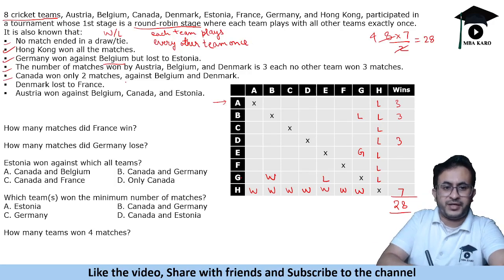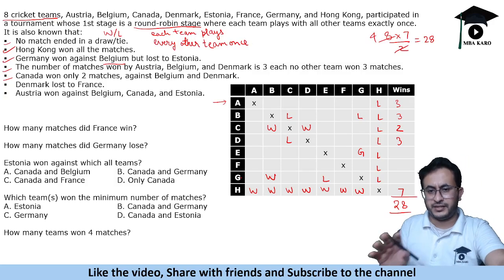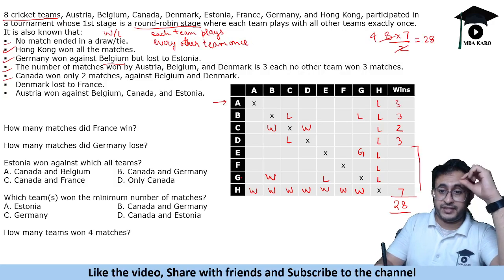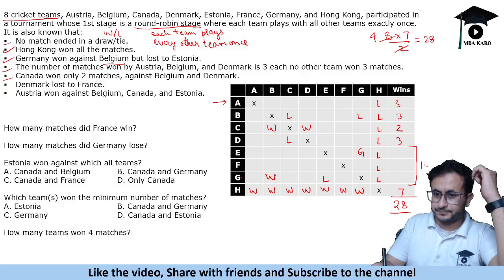Canada won only 2 matches against Belgium and Denmark. So Canada has 2 wins, Belgium and Denmark. Okay, so Canada wins against Belgium, Canada wins against Denmark. So Belgium will lose against Canada and Denmark will also lose against Canada. Okay, so you'll have to fill things parallelly. Now one thing that we can get here is we have 11, 18. So these 3 teams combined will have 10 wins.